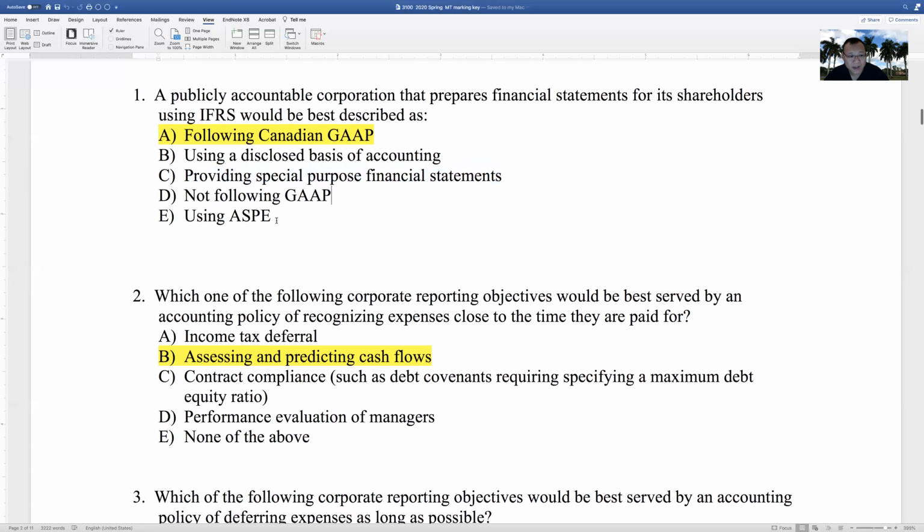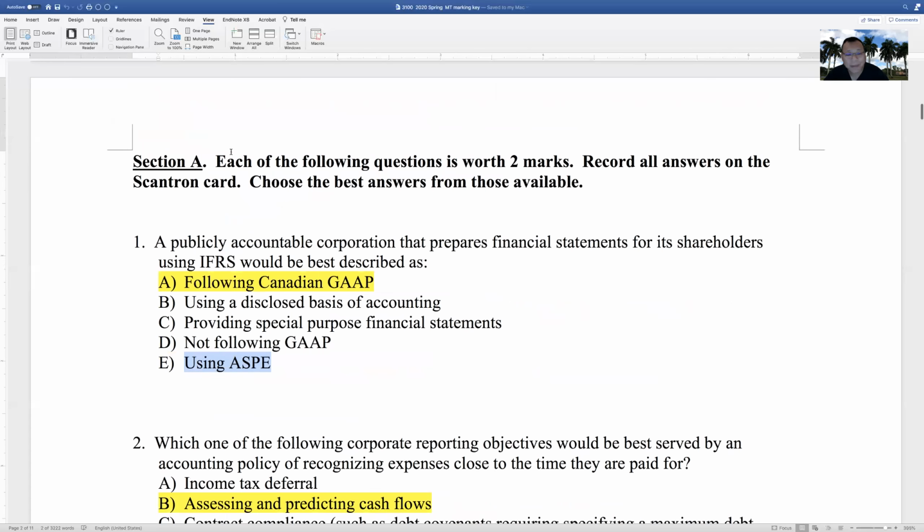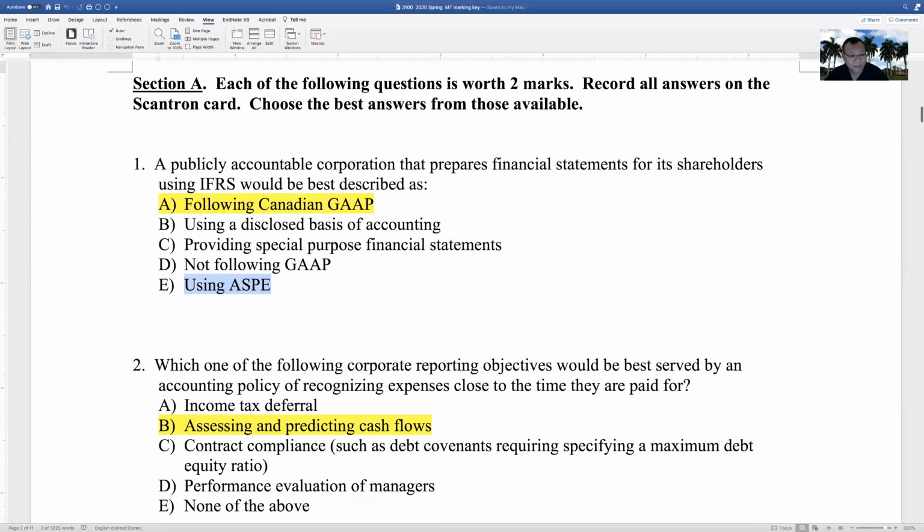Using ASPE, that's for small and medium-sized enterprises in Canada. They have the option to use either ASPE or IFRS, but publicly accountable corporations have to use IFRS.